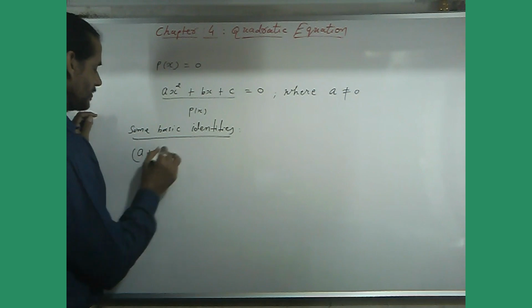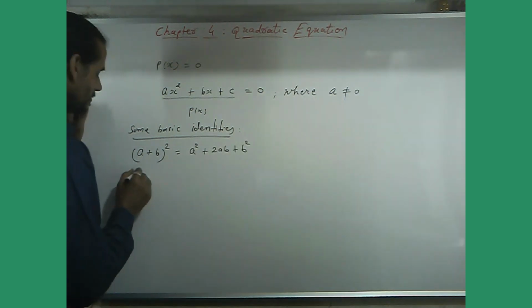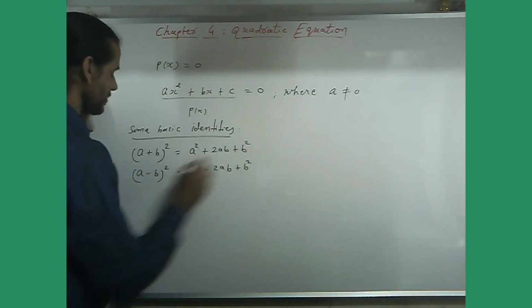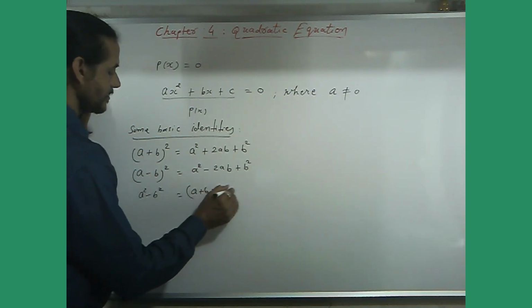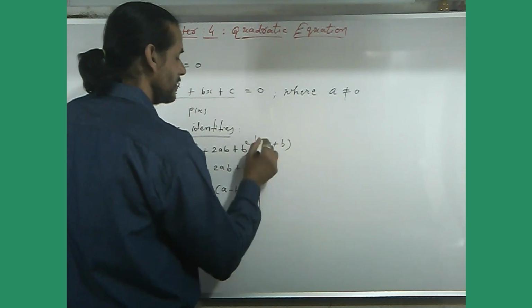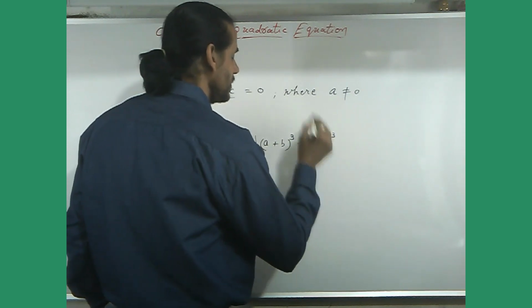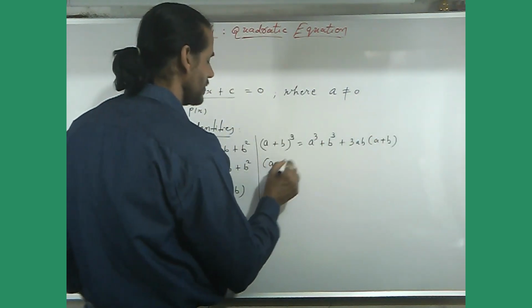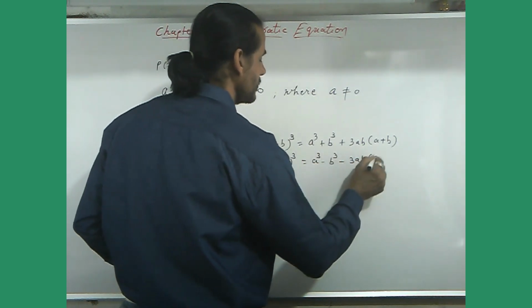a plus b all square is a square plus 2ab plus b square. a minus b all square is a square minus 2ab plus b square. a square minus b square is equal to a plus b and a minus b. a plus b all cube is equal to a cube plus b cube plus 3ab into a plus b. a minus b all cube is a cube minus b cube minus 3ab into a minus b.